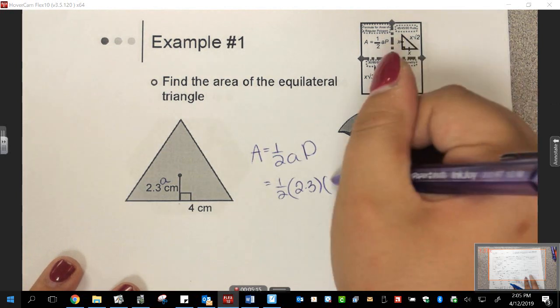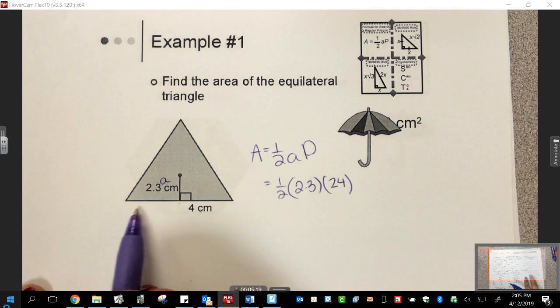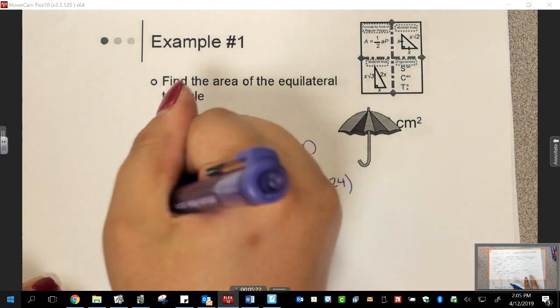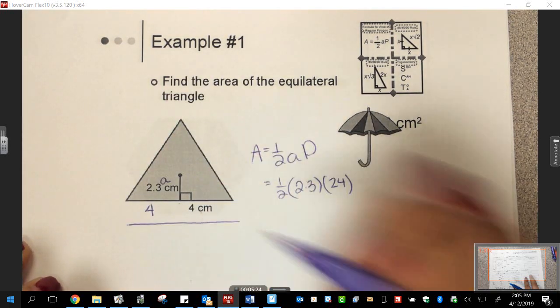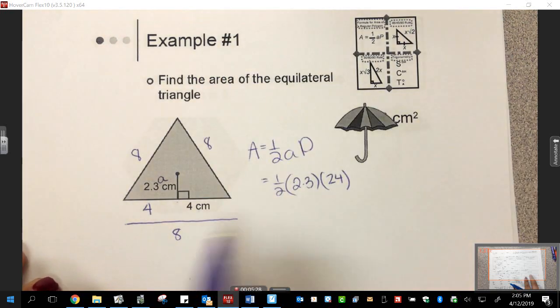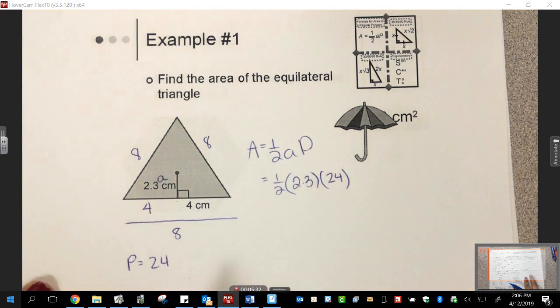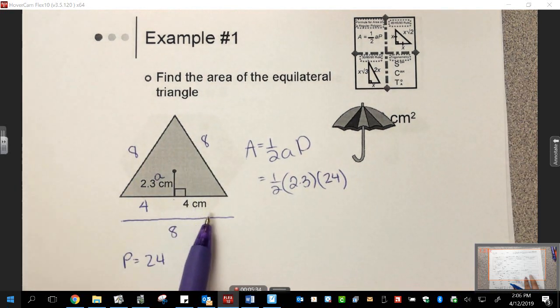24. Okay, so there's a couple different ways you can talk about perimeter. If this is 4, what do I know this is? 4. And so what's the entire side? 8. And since it's equilateral, all the sides are 8. So what's 8 times 3? 24. Now, do you agree that technically, since this is 4 and it's half, what else could I have multiplied that 4 by?